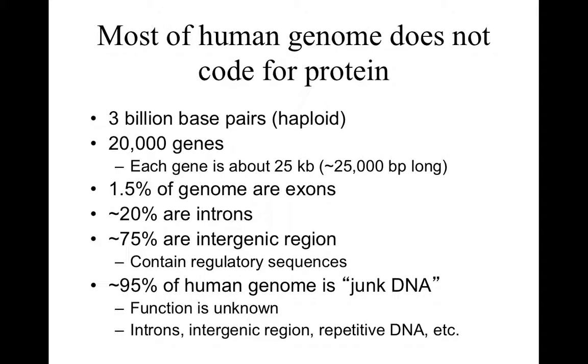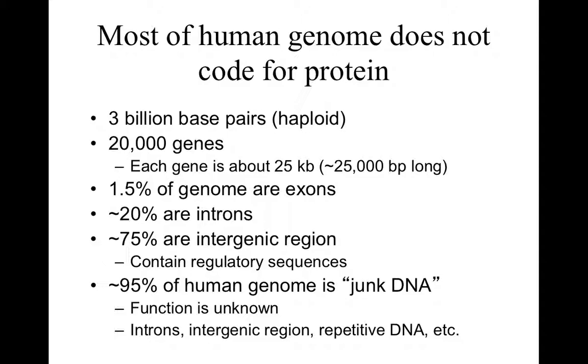A vast amount was learned from the first human genome sequence. The haploid human genome contains approximately 3 billion nucleotides. There are approximately 20,000 genes split among the 23 haploid chromosomes. About 1.5% of the genome are protein-encoding exons. About 20% are introns between the exons. Another 75% of the genome are the intergenic regions between genes.